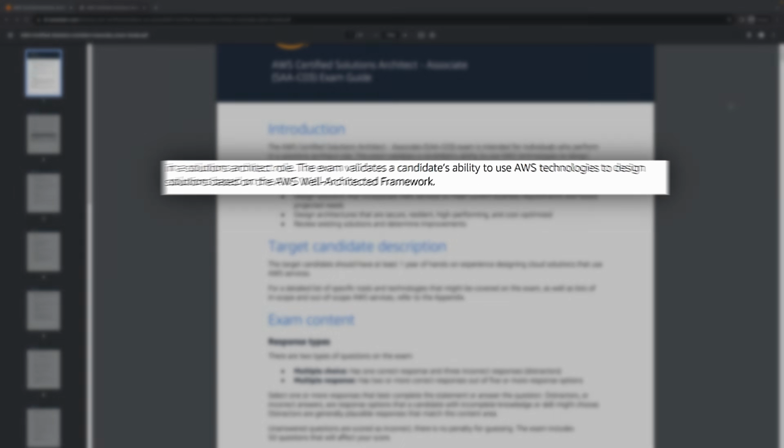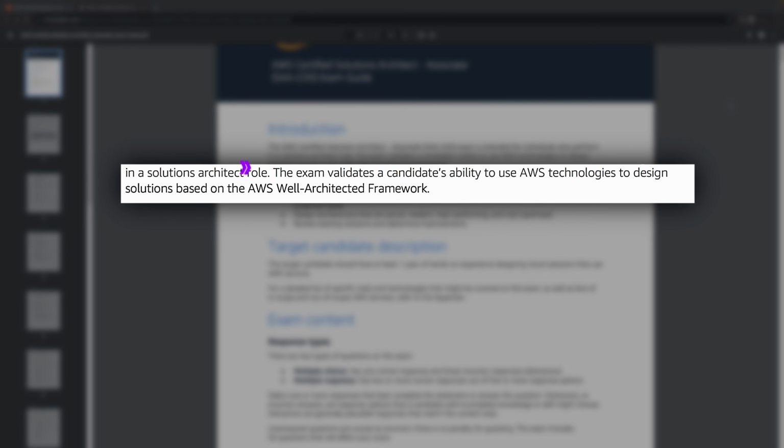So the exam validates a candidate's ability to use AWS technologies to design solutions based on the AWS Well-Architected Framework. So it should be obvious here that this Well-Architected Framework is a very important piece to understand. Now, the course here has a bunch of lessons going over this framework and all the design principles and best practices, so you'll be very well prepared for all this.